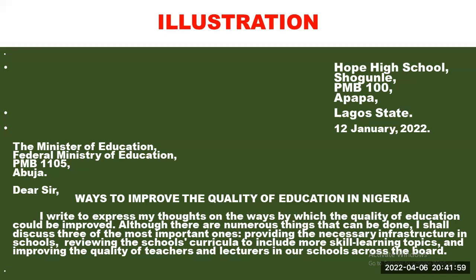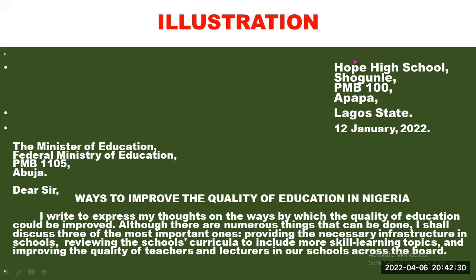The next thing will be salutation. There are two major types of salutation. You have dear sir or dear madam. So here we choose dear sir. And then what comes next is the topic or the title for the letter. And you can see this is what I call the total capitalization method. You write everything in capital letters. Ways to improve the quality of education in Nigeria.